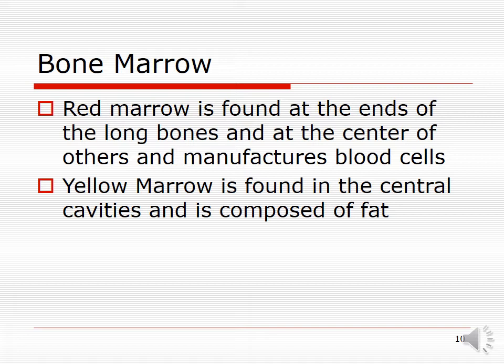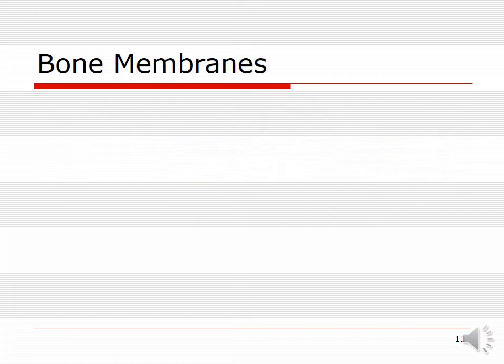And again, to review, red marrow is found at the ends of the long bones and the center of some of the other bones, and is really responsible for the manufacture of red blood cells, hematopoiesis. And yellow marrow is found at the central cavities of the bones, and this is composed of fat, but is also important in the production of white blood cells.